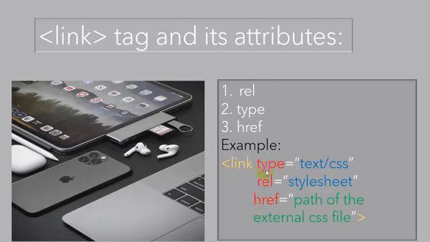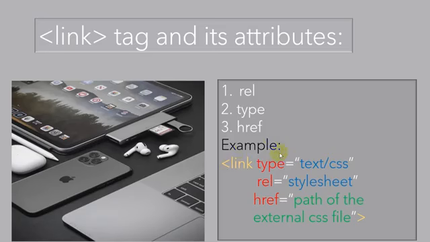Okay, so the type attribute of the link tag is used to specify which type of file you are going to connect. So our type of the file is text/css, meaning we are going to add a CSS file. In that CSS file we have written some text, so you have to write text/css.